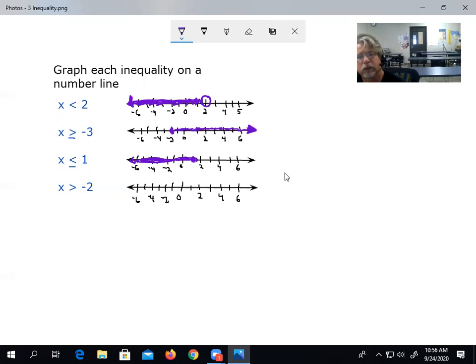If we look at this last one, x is greater than negative 2. Again, greater than means you don't include the negative 2, so I use an open circle at negative 2. But greater than means I have to be to the right of it. Everything to the right of negative 2 is going to be part of my solution. So we shade everything to the right, including the arrow. It looks something like that. So that's what the solutions look like if you graph them on a number line.